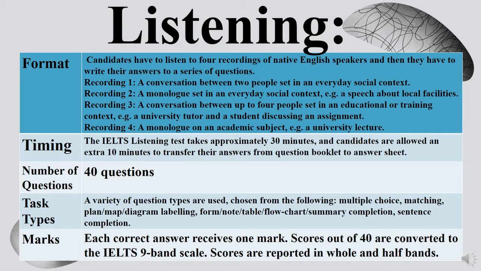There are varieties of tasks which students have to perform, which are multiple choice questions, match the columns, plan map, diagram labeling, and also form note table, flowchart, summary completion, and sentence completion. Listening test consists of 40 questions and each question consists of 1 mark. Scores are reported in the form of band scale.